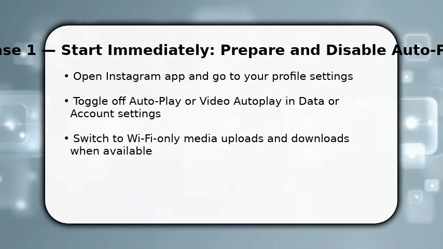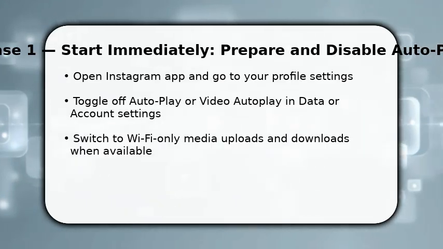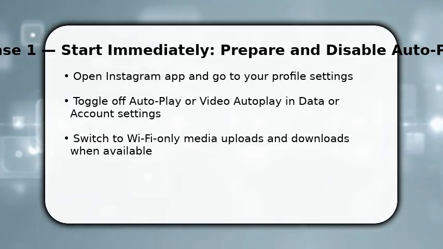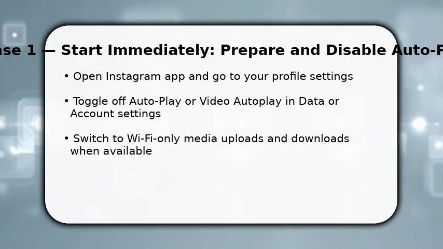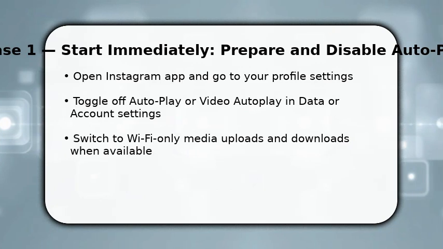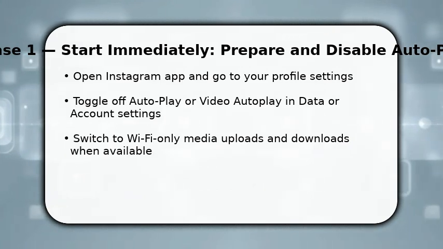Next, change upload/download options to Wi-Fi only so large files don't use cellular data. Once done, close the app fully and check your phone's cellular data screen to block Instagram if needed. These steps cut usage quickly while you implement deeper controls.